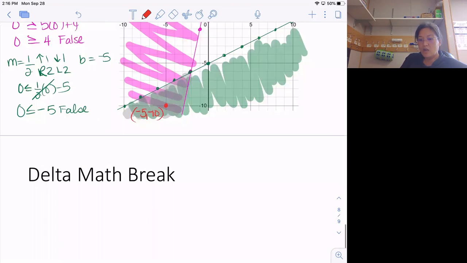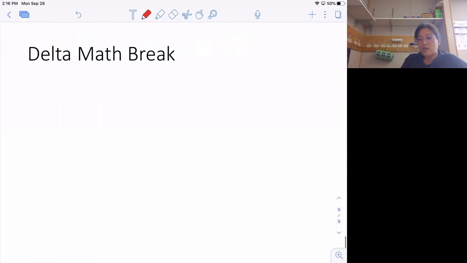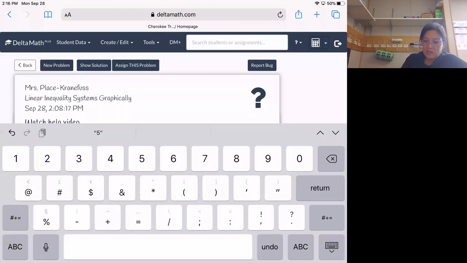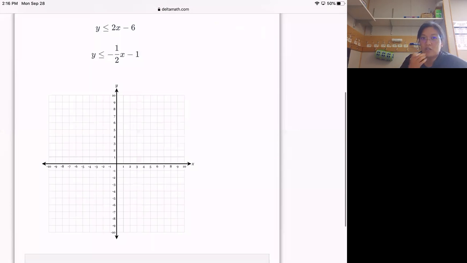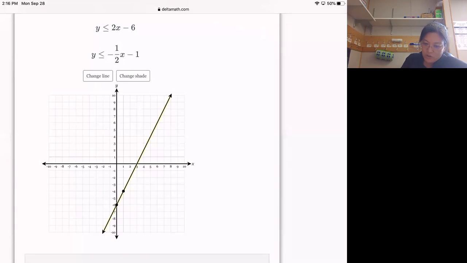Okay. Last step, one more Delta Math break. I just want to show you what it looks like with a system. So go back into Delta Math. Get rid of that. We're going to graph the first equation. We're going to start at -6. My rise is 2, going right 1, so that's my first line. It is solid. My second one starts at -1 and goes down 1 and right 2.